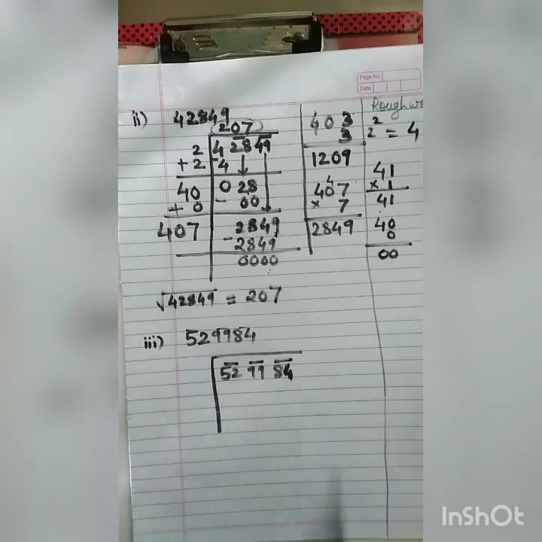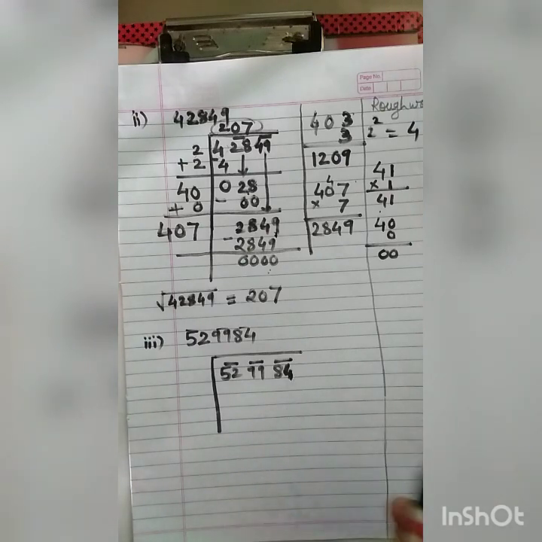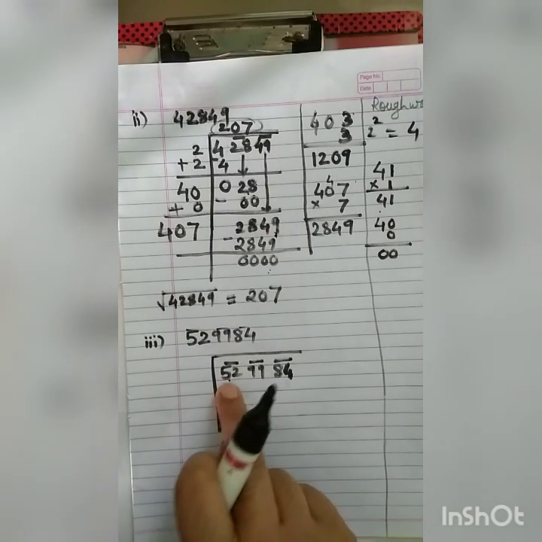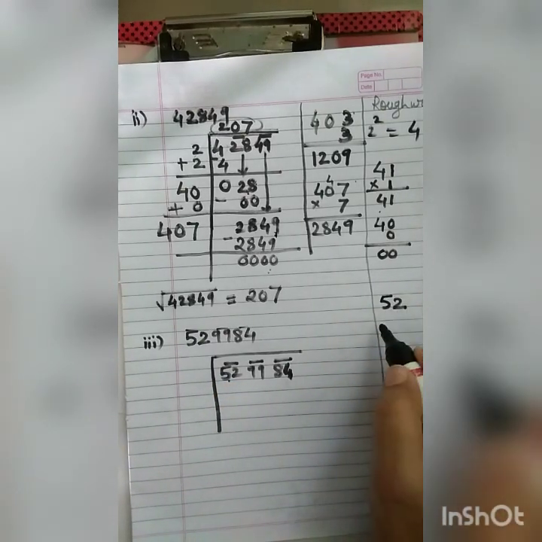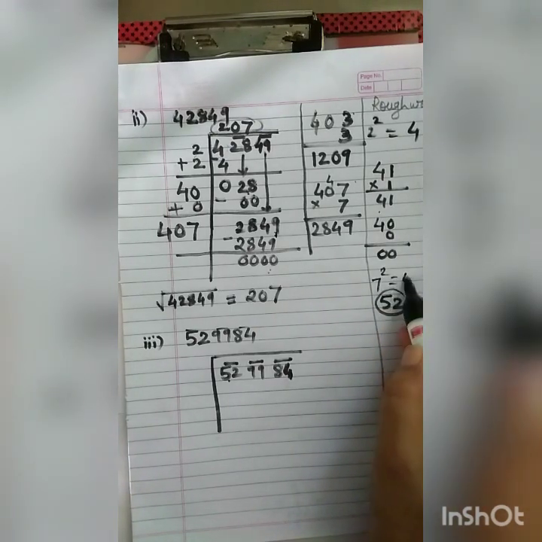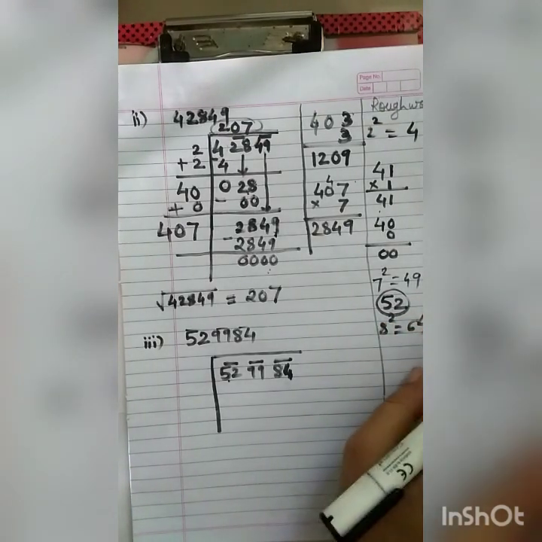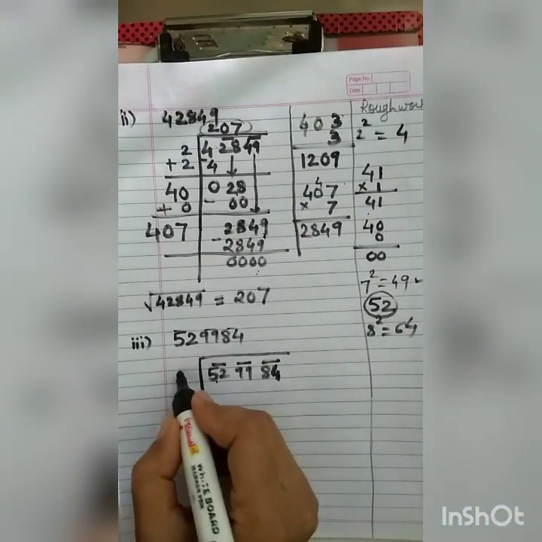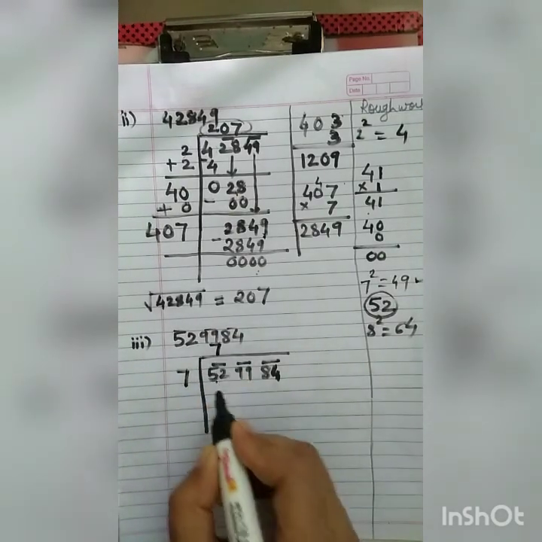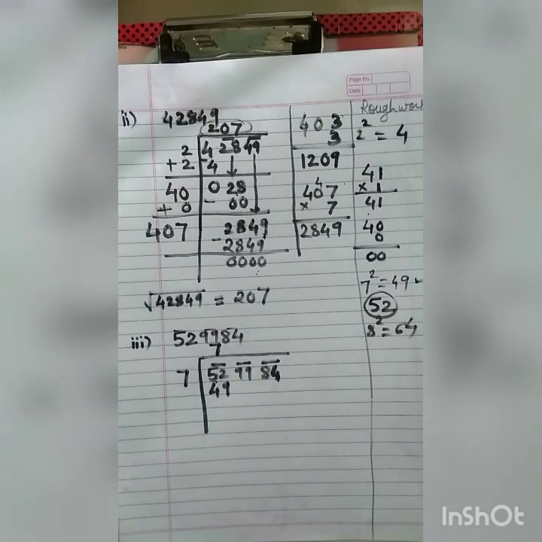Now after pairing, the first number will be a square number nearer to or equal to the first pair. What is your first pair? 52. 52 is not a square number, but the square of 7 is 49 and the square of 8 is 64. Which is nearer, 49 or 64? 49. So we will go with 7. 7 7s are 49. Always take the first number as a square number.